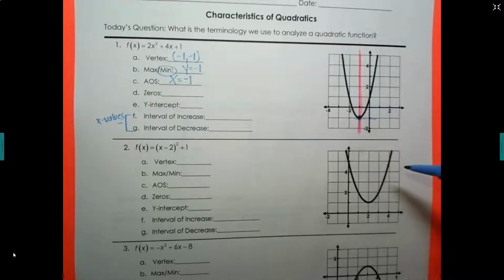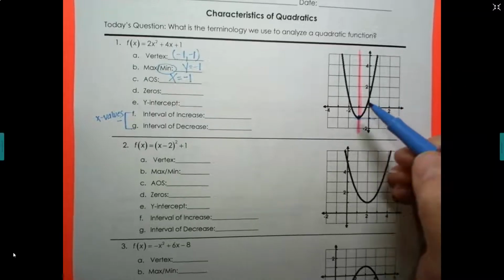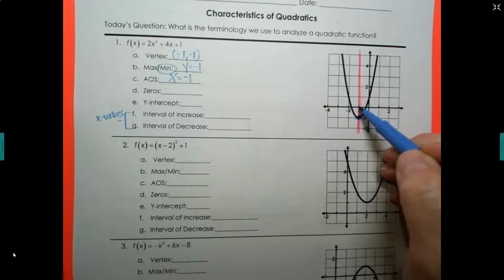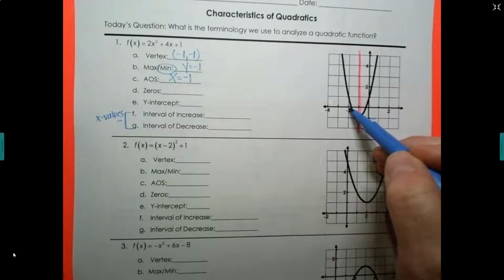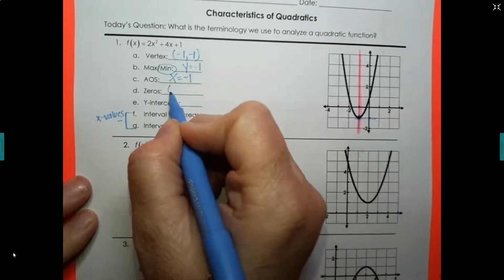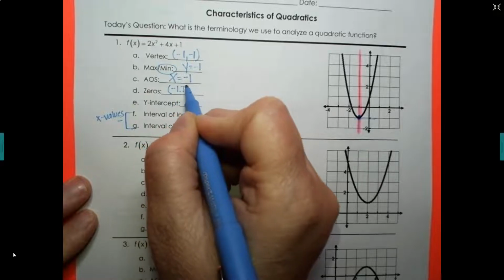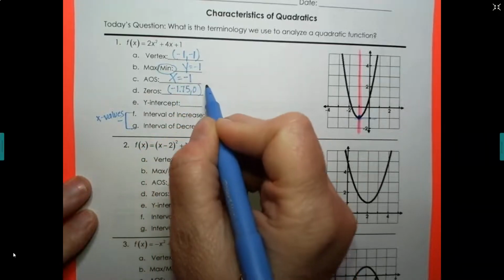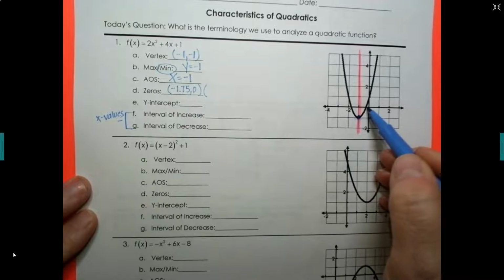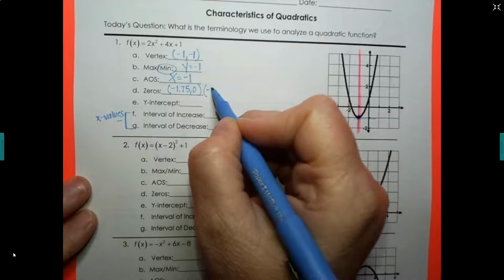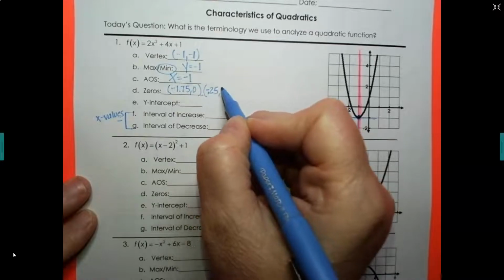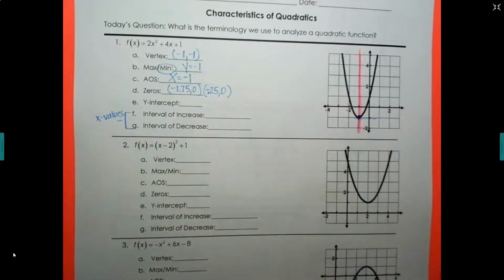Our zeros are where the graph crosses or touches the x-axis. This one is not as pretty as some of the other ones, so we're going to have to estimate here. When I look at this x-intercept, it's between -1 and -2. It's close to -2, but more than halfway. So I'm going to estimate it to be -1.750. And then the other x-intercept, it's not quite to the halfway. It's closer to the 0. I'm going to call it -0.250. So that one's an estimate. You've got to do the best you can sometimes.